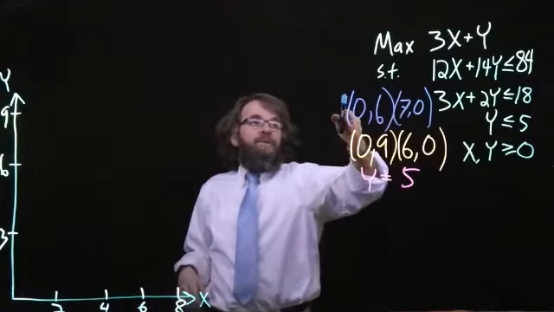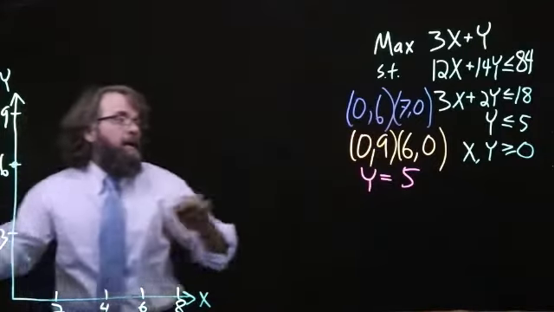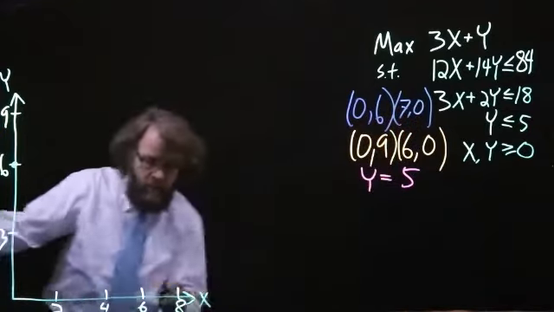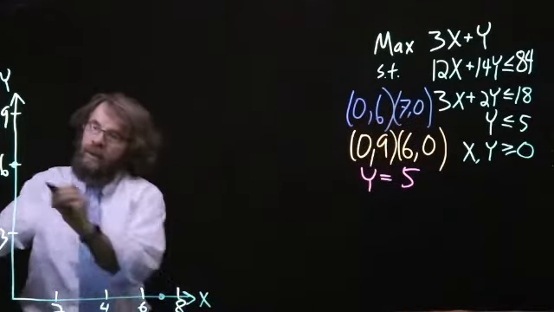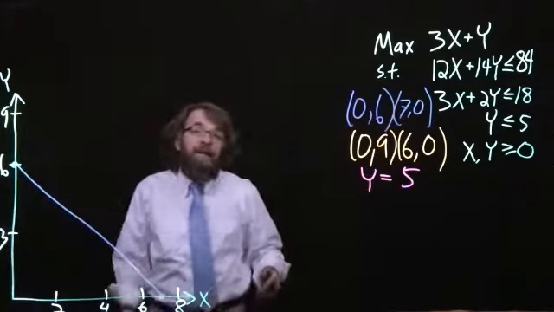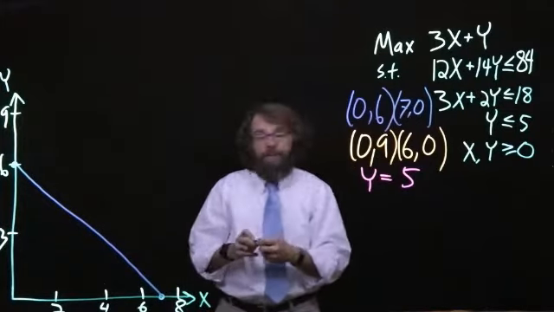Okay, first constraint. I don't know how well the colors pick up, but I'm doing this in blue. So x equals 0, y equals 6 will be right there. X equals 7, y equals 0. That will be down there. Draw an approximately straight line. And it's less than or equal to, so we have to be below that blue line.